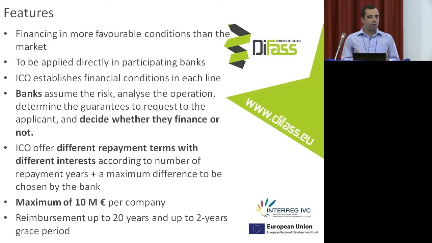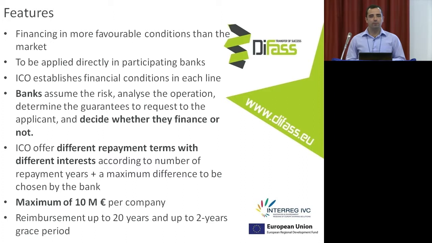So the application for this type of instrument is simple for what ICO requires: a simple application of a few sheets, 1-2 sheets. But the thing is that since the company or entrepreneur is requesting a loan from a bank, the bank may request the normal requirements they request of any other company asking for a credit from that bank.